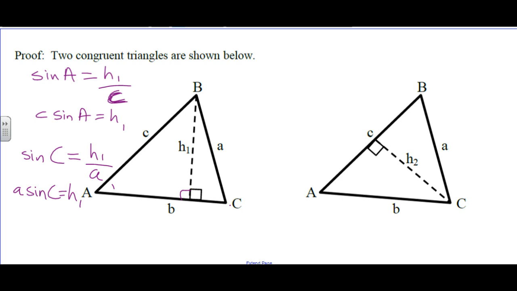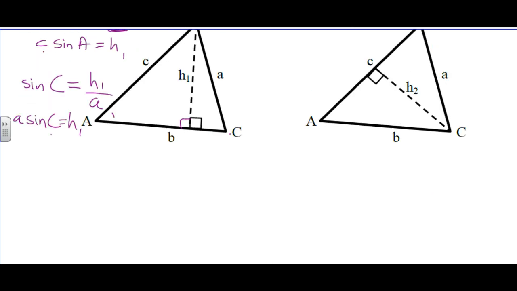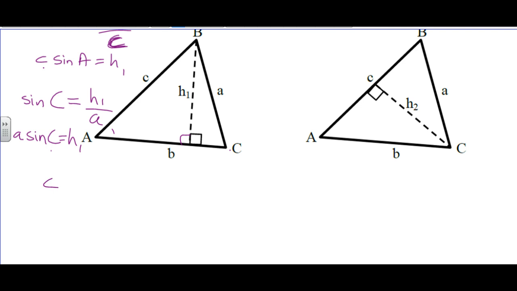So if H1 is this and H1 is that, what can we say about this and that? They must be the same as each other. Let's extend the page. There we go. So C sine A is equal to A sine C. And doing a little bit of rearrangement, if you divide both sides by little c, these cross off.